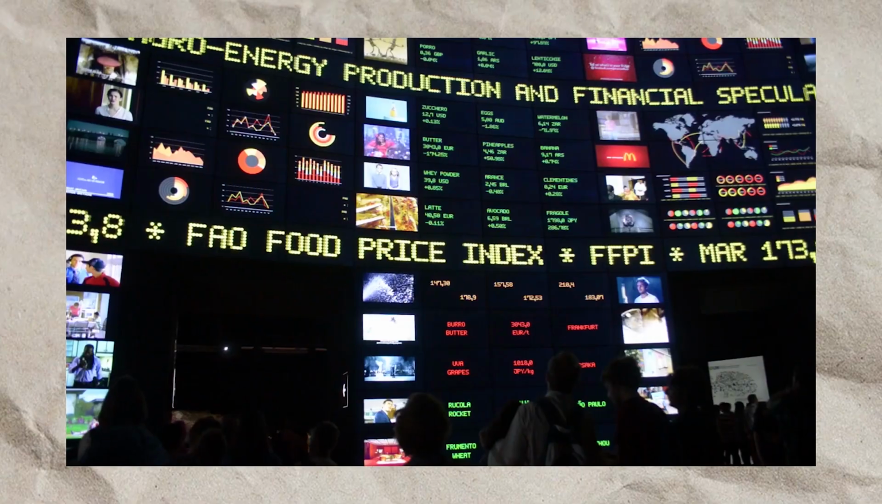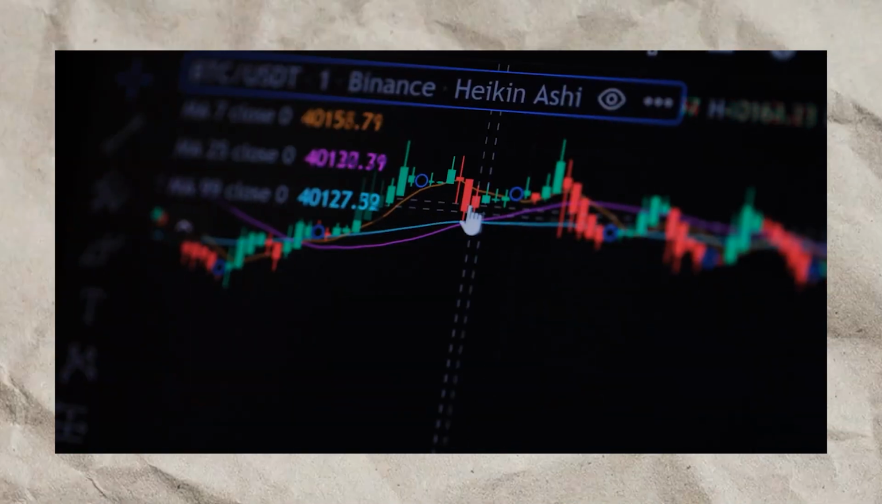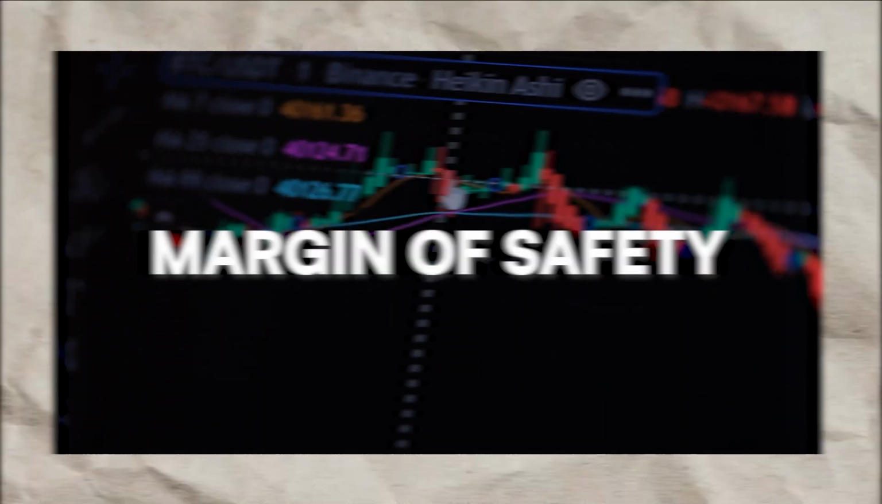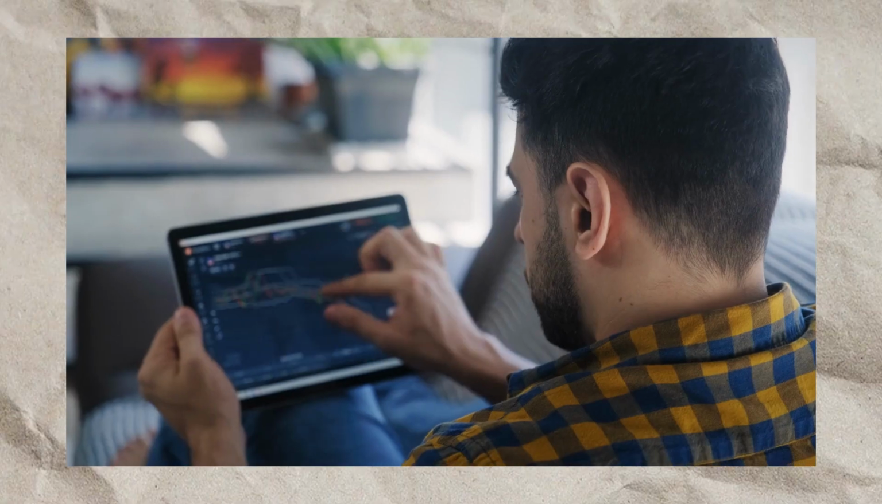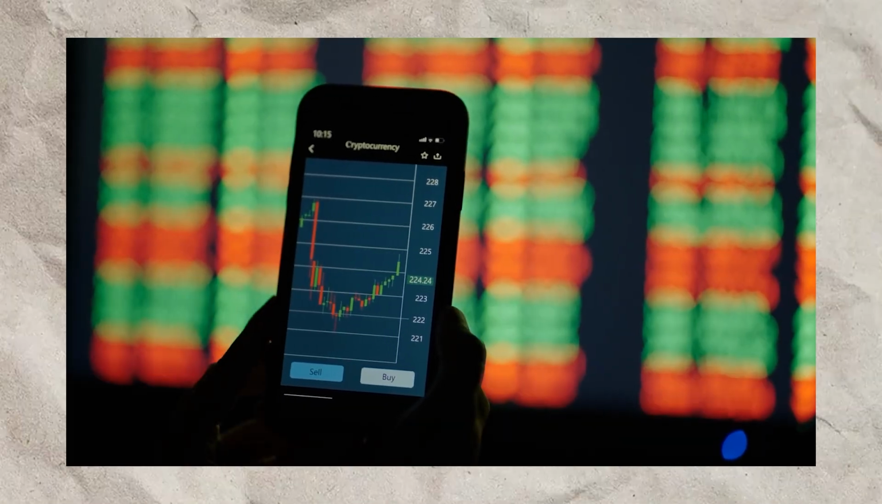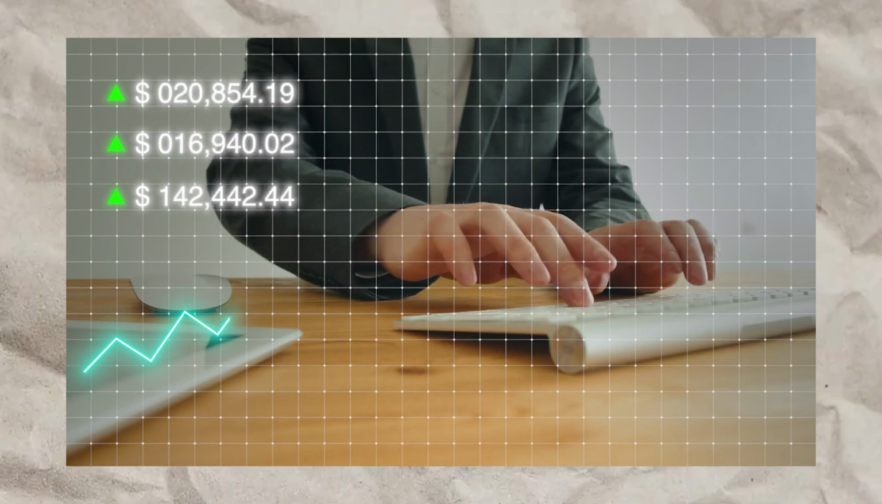In the world of investing, one of the most important principles that you can learn is the concept of a margin of safety. A margin of safety prevents you from making large investment mistakes and over the long term allows you to make investments that are a lot more profitable.